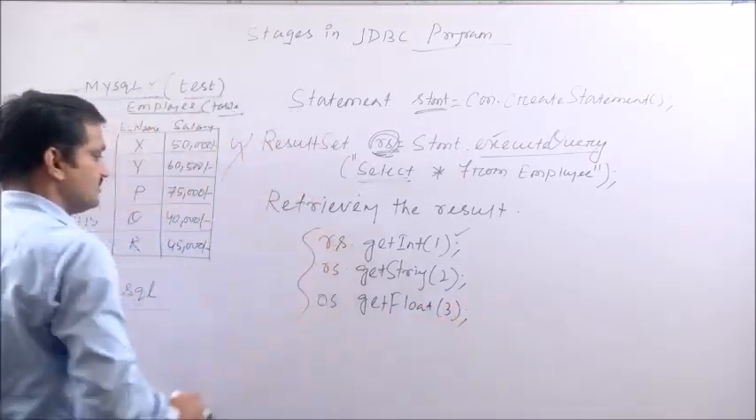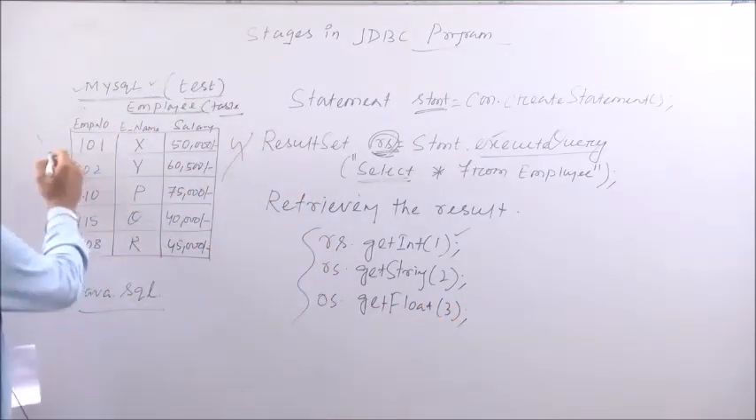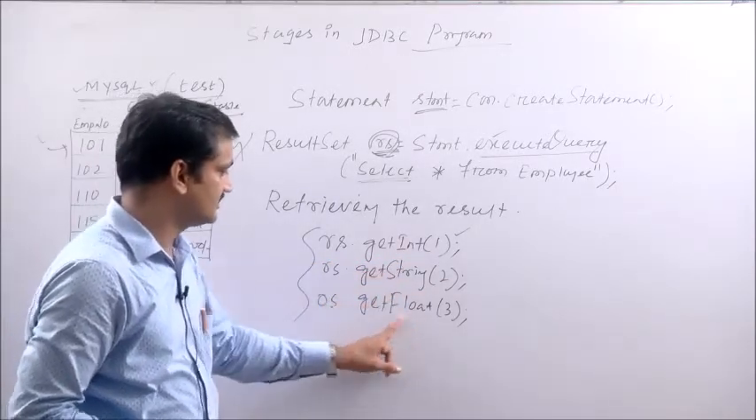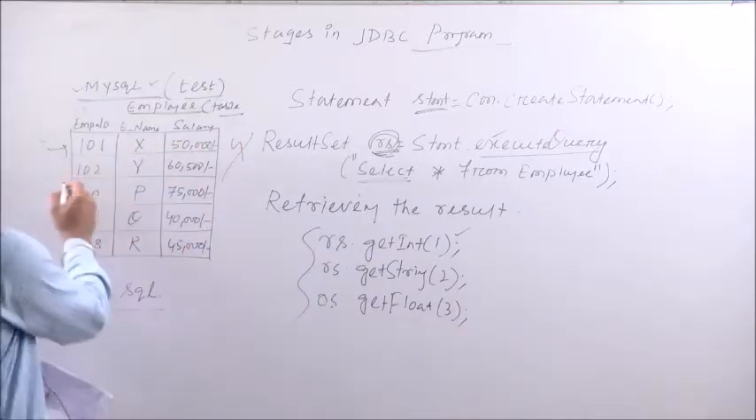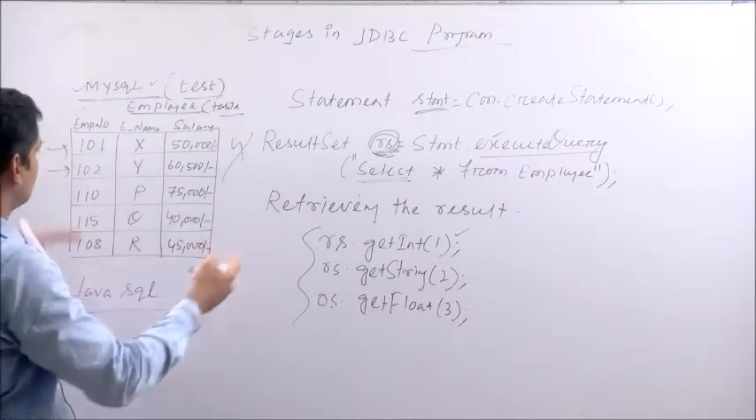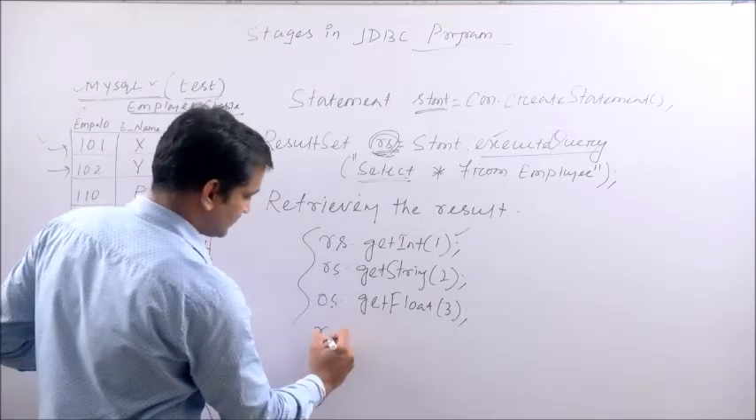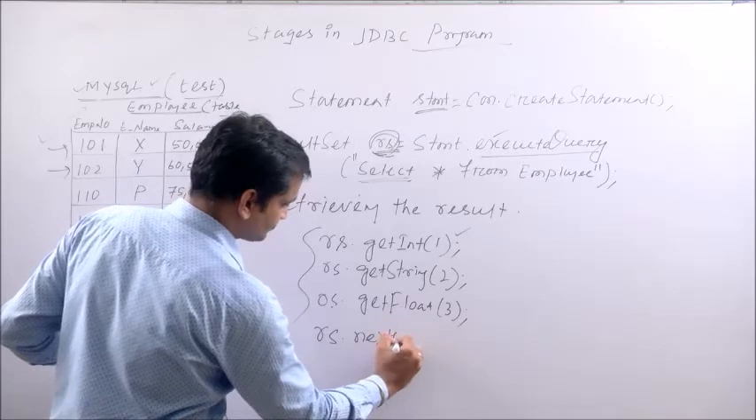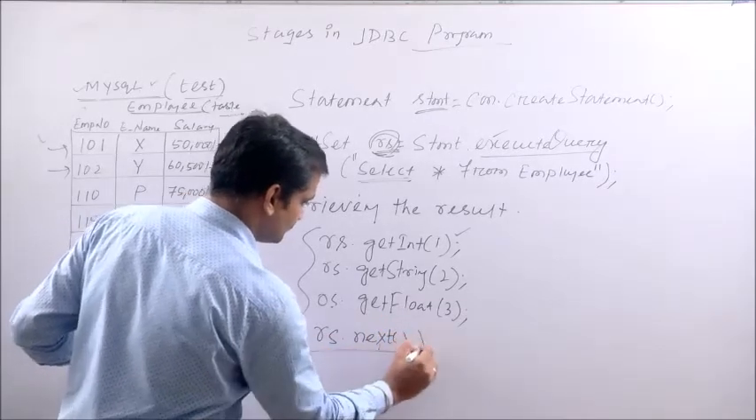We can access the first record of the table by writing this: arrays get int 1, arrays get string 2, arrays get float 3. Now how can we get the second record of the table? We move to the next record. To move to the next record, we have a method that is arrays next. We can use this method to move to the next.